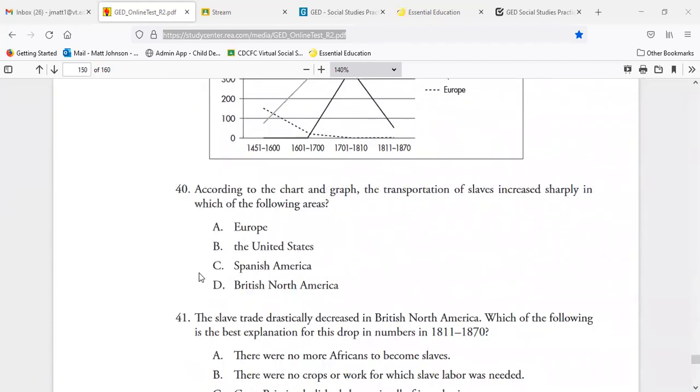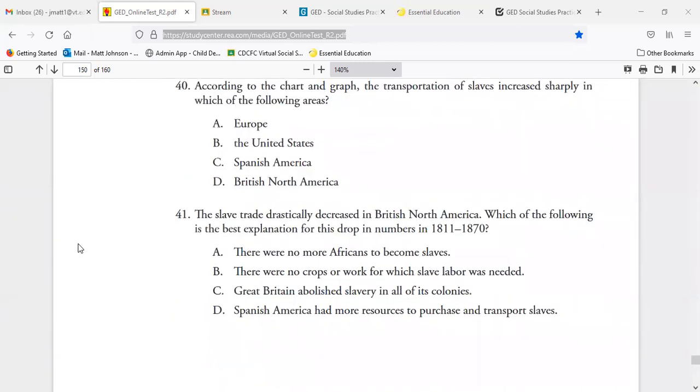41, I'm going to go back to Nautica. So the slave trade drastically decreased in British North America. Which of the following is the best explanation for this drop in numbers between 1811 and 1870? A, there were no more Africans to become slaves. B, there were no crops or work for which slave labor was needed. C, Great Britain abolished slavery in all of its colonies. Or D, Spanish America had more resources to purchase and transport slaves.